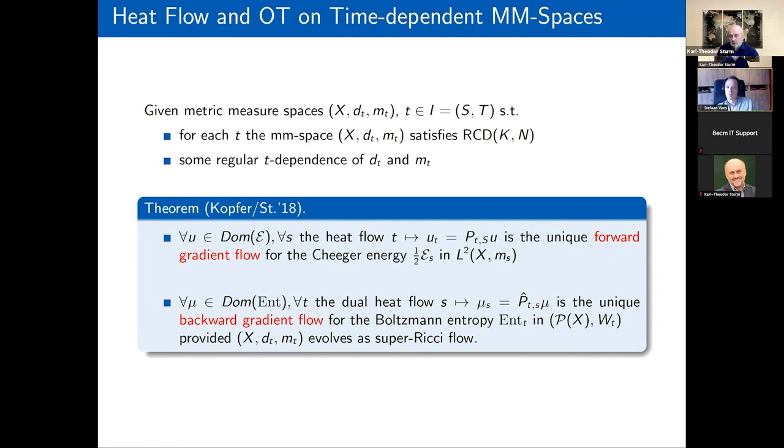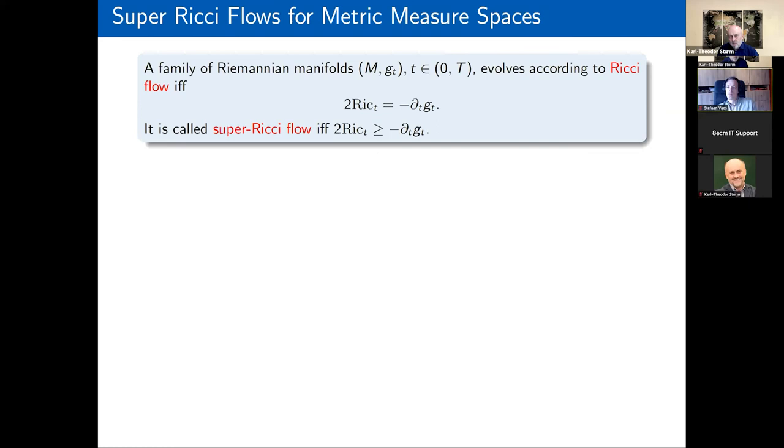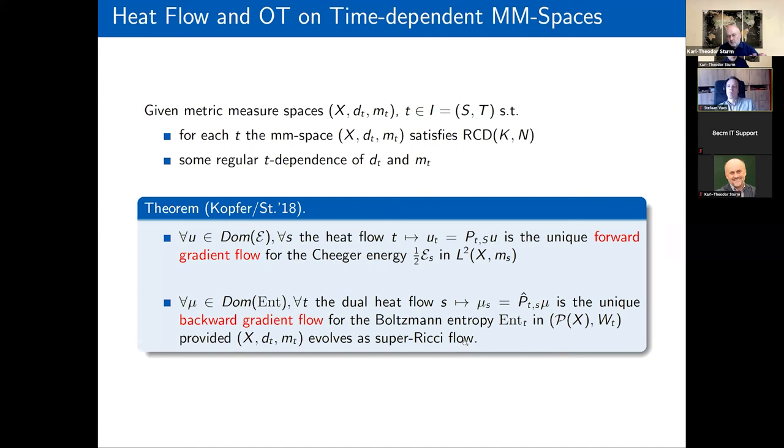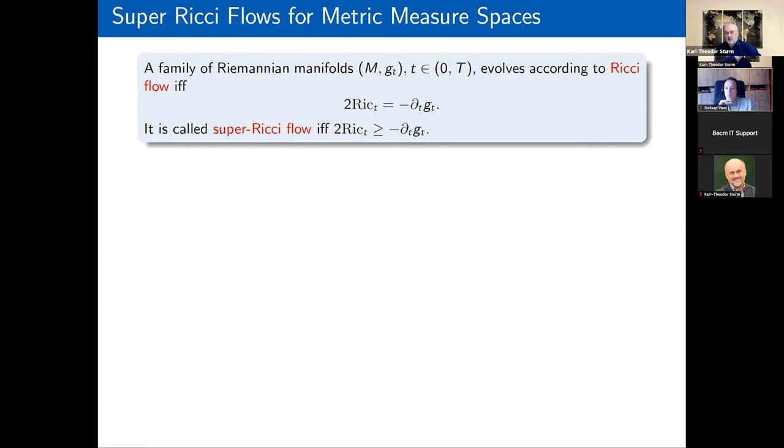But now indeed, it's fundamental to distinguish the time direction. And this holds true provided the underlying space evolves as a super Ricci flow. And what is a super Ricci flow? Just very briefly some definitions. In the smooth case, a super Ricci flow is just a family of Riemannian manifolds which do not evolve necessarily as a Ricci flow, but which satisfies this inequality. So the time derivative of the metric tensor and the Ricci tensor itself are related by this inequality between quadratic forms.